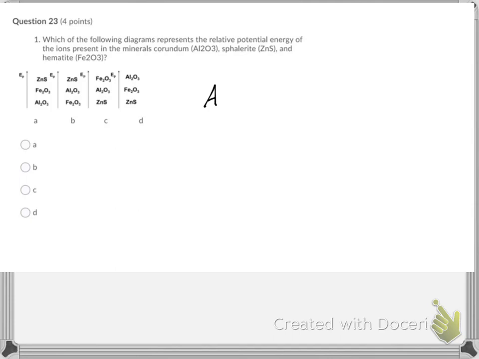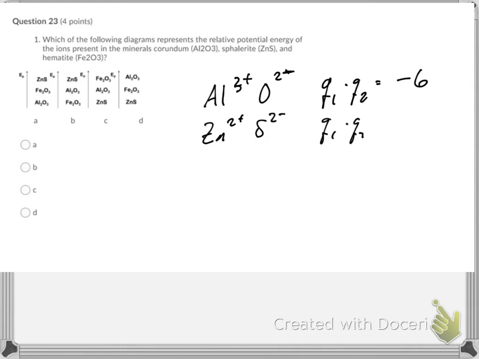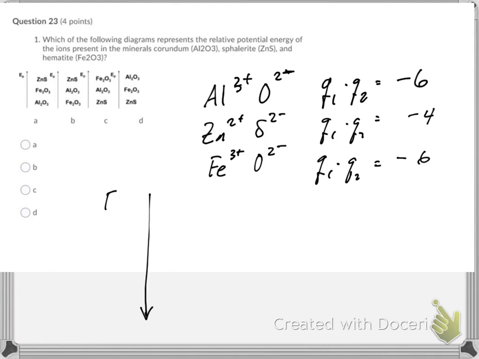All right, so let's rank some potential energies. First, again, we have to determine the charges. Aluminum oxide, Q1 times Q2 is -6. Zinc sulfide, Q1 times Q2 is -4. And iron oxide, Q1 times Q2 is -6. So for ranking potential energies, we see that Q1 times Q2 is definitely proportional to potential energy here. So the -4 zinc sulfide is the least stable, highest potential energy.